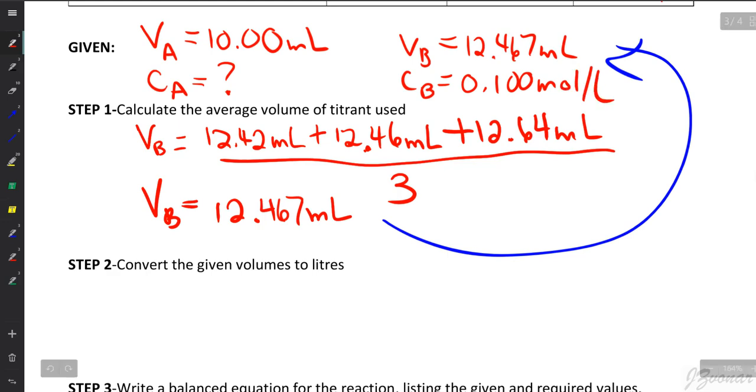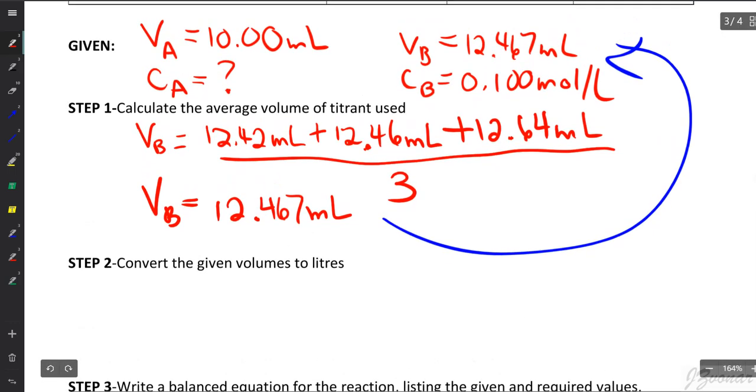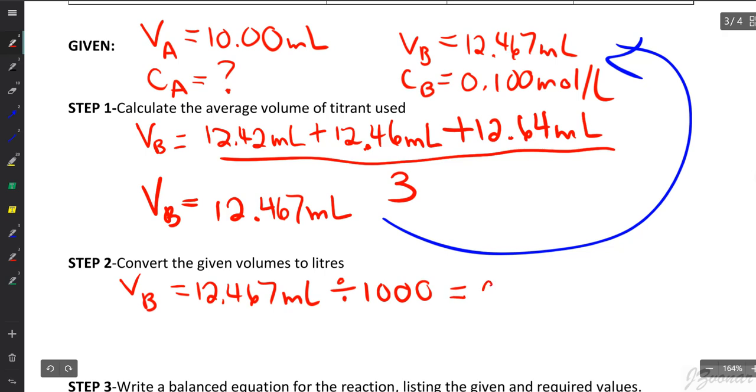All right, so that's the given information here. The first thing we need to do is, since we want to find concentration, our volumes need to be in liters. So I'm going to do that right away at the very beginning. The volume of my base, 12.467 milliliters, I'm going to divide by 1,000, and that's going to give me 0.01247 liters.